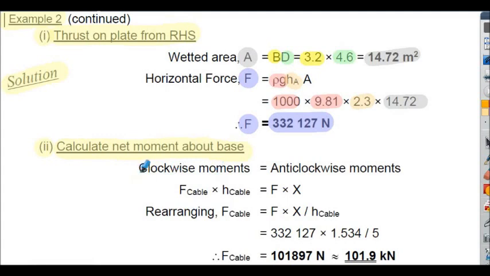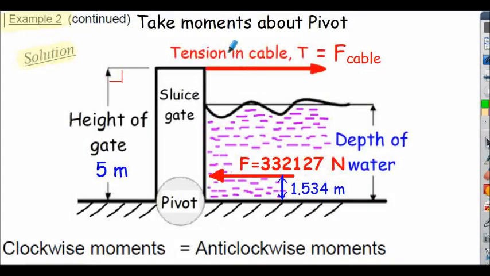So we're using the principle of moments, clockwise moments is equal to anti-clockwise moments. Let's now consider moments or take moments about the pivot. Pivot is the base of the sluice gate. Here's our principle of moments equation. Clockwise moments equal to anti-clockwise moments.